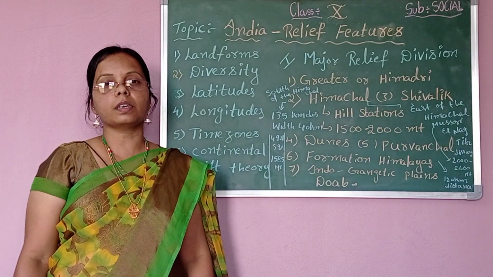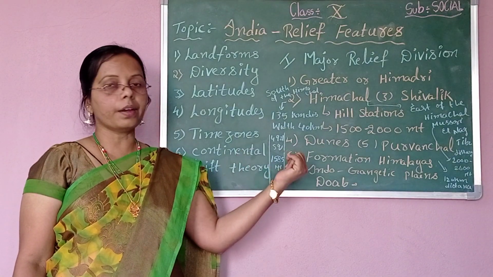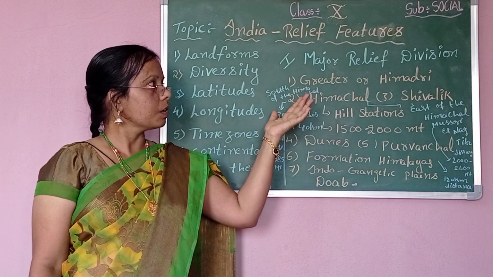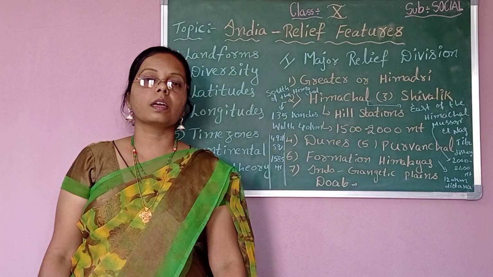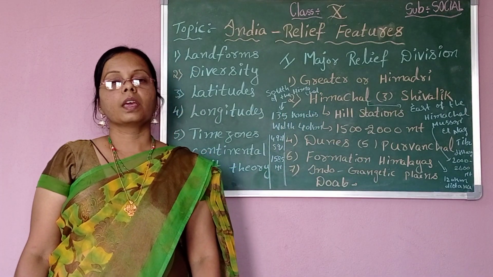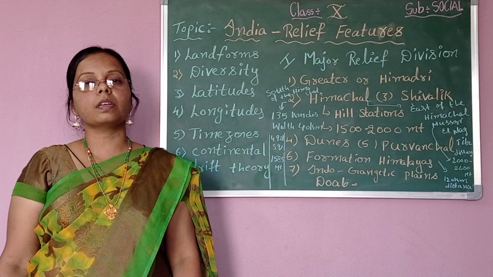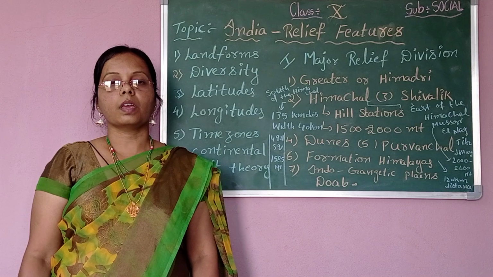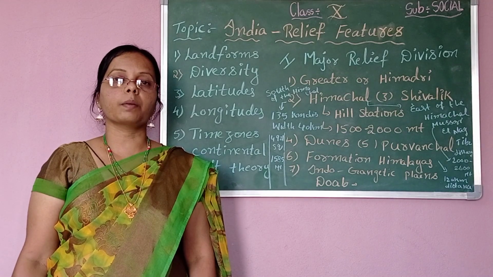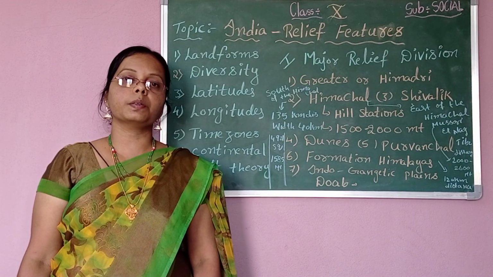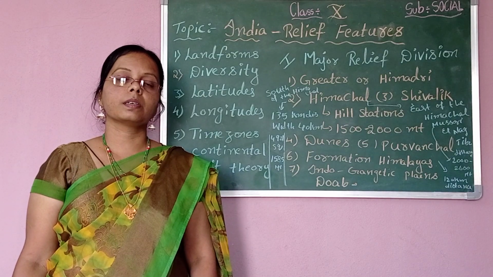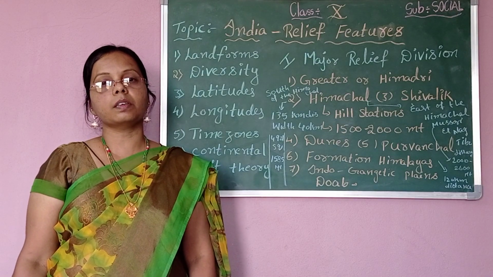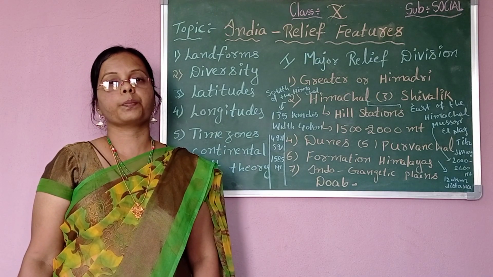So far, did you understand, children? Now we are going to enter the main topic. In this, we have to discuss major relief divisions. India has 6 major relief divisions: the Himalayas, the Indo-Gangetic Plains, the Peninsular Plateau, the coastal plains, deserts and islands. These are the 6 major relief features of India.